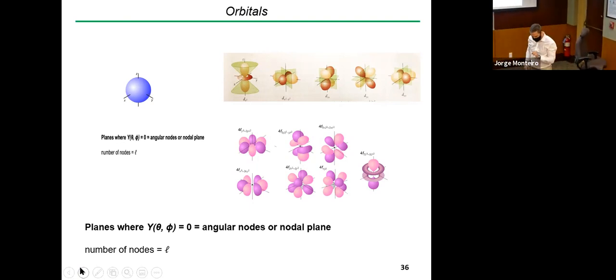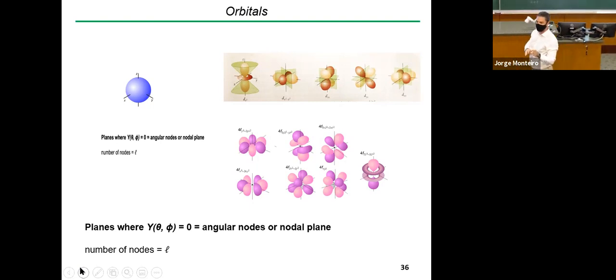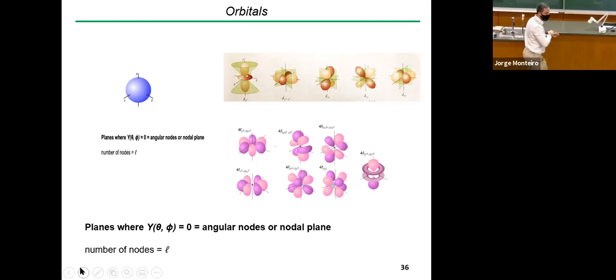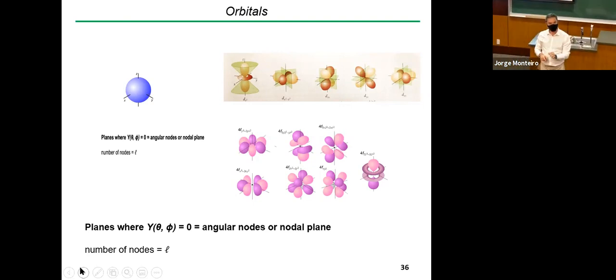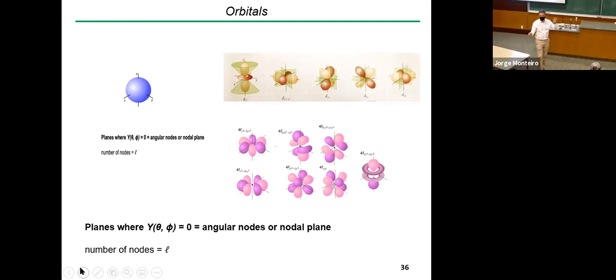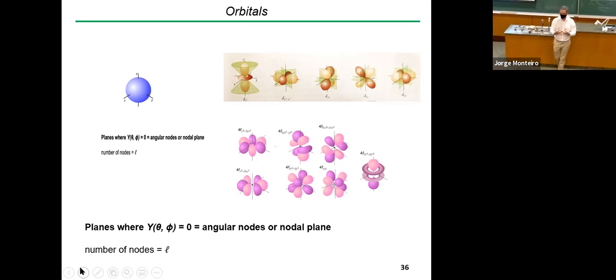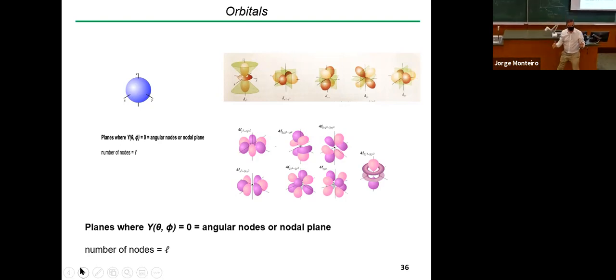At this point, I want to make sure that you understand the difference between the radial node and the angular node. For the radial node, we are always looking at the graph of probability as a function of the radius. For the angular node, we are looking at the picture of the orbital. So two different things here.